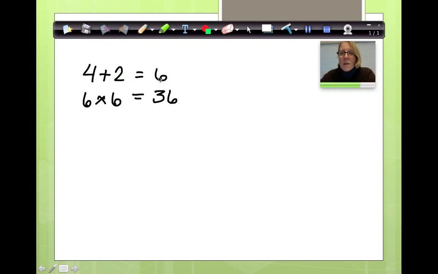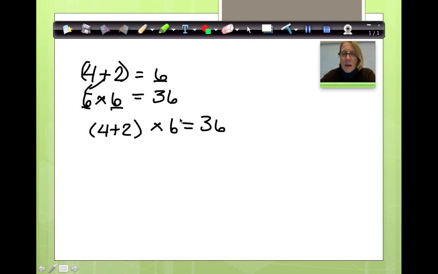Okay, so this is a 6, this is a 6, and this is a 6. So for either one of these, I could put it in. It doesn't matter which one because they're both 6, right? I could put 4 plus 2 in place of this 6, or I can put it over here in this 6. I'm just going to put it over here in this one. Now let's rewrite that. 4 plus a 2. Now, the reason why I did parentheses is because it's the whole thing times a 6 equals 36. Now see how I put it right into there and I rewrote my equation.